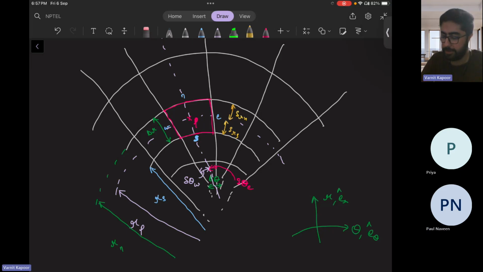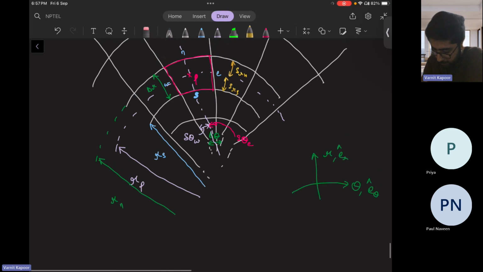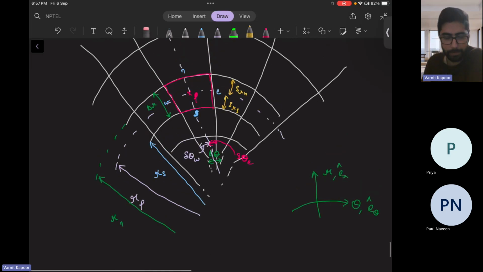All right, so let's start further. Coming to the polar coordinate, we have defined our geometry. How does it look like? Okay. Now we'll start discretizing it.